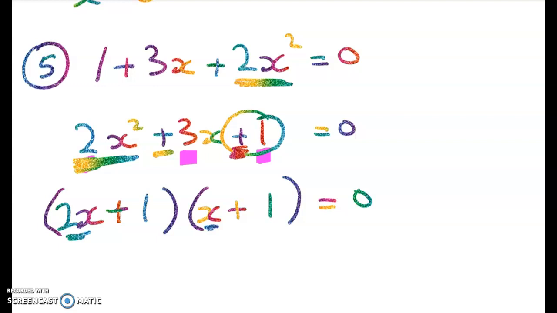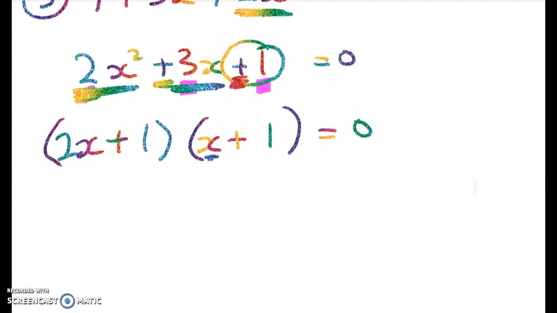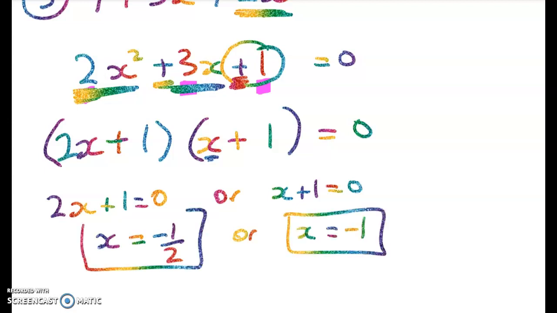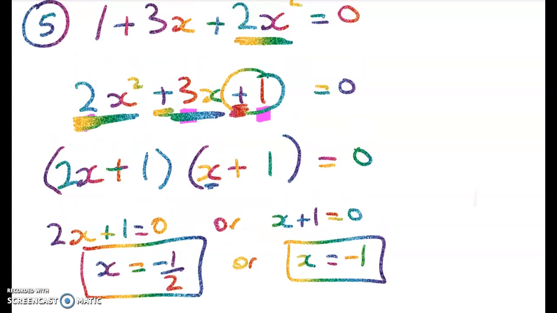So we can try that and see if it works. Let's expand that back out and check. We've got 2x squared plus 2x plus 1x. So that's good. That gives me the plus 3x and then the plus 1. So I've managed to factorize that without having to resort to the grouping technique. Here, 2x plus 1 equals 0, or x plus 1 equals 0. x is equal to negative 1/2, or x equals negative 1. Okay, 2 solutions to that one.